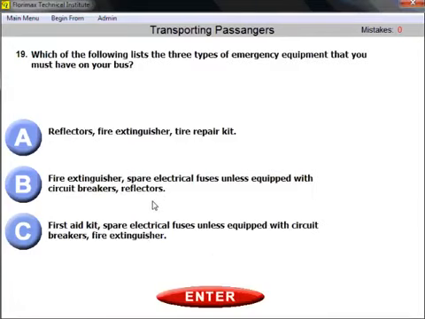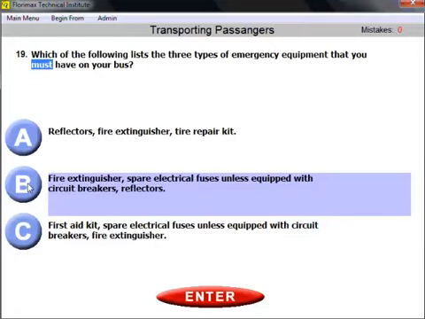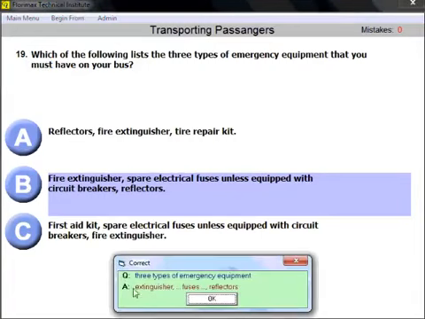Question number 19. Which of the following lists the 3 types of emergency equipment that you must have on your bus? This list is the same as for the truck, for any other commercial vehicle. You must have a fire extinguisher, spare electrical fuses, and reflectors. You're probably familiar with this list from pre-trip inspection class. Okay, 3 items: extinguisher, fuses, reflectors.